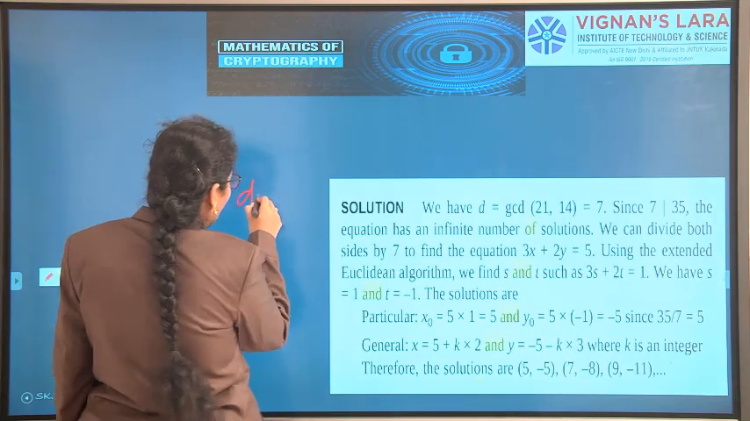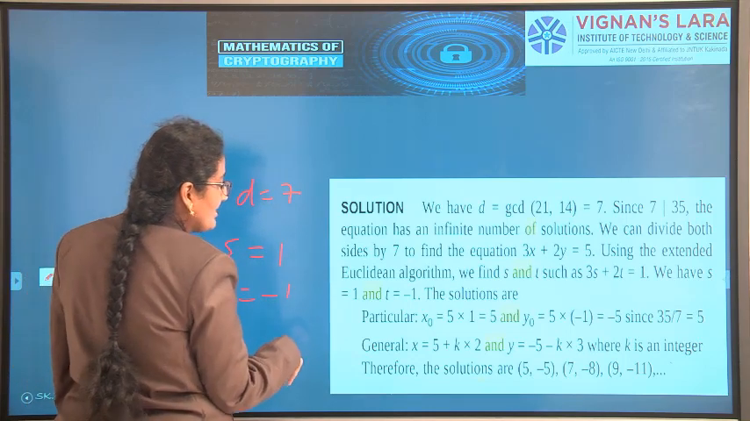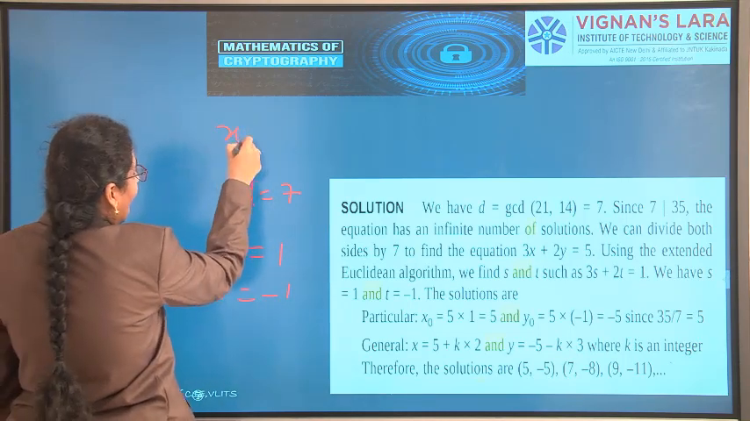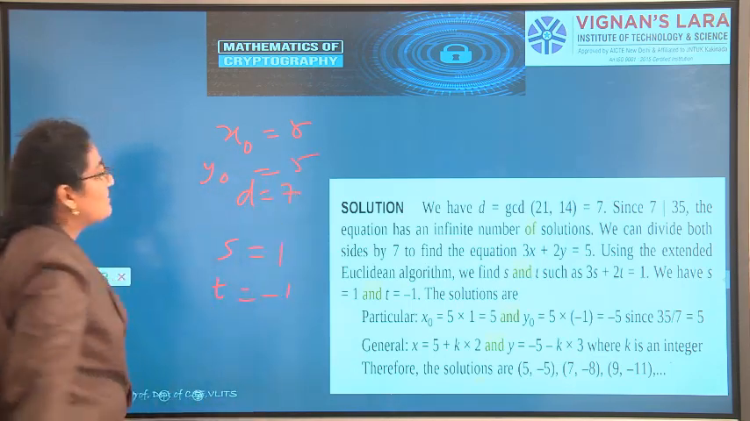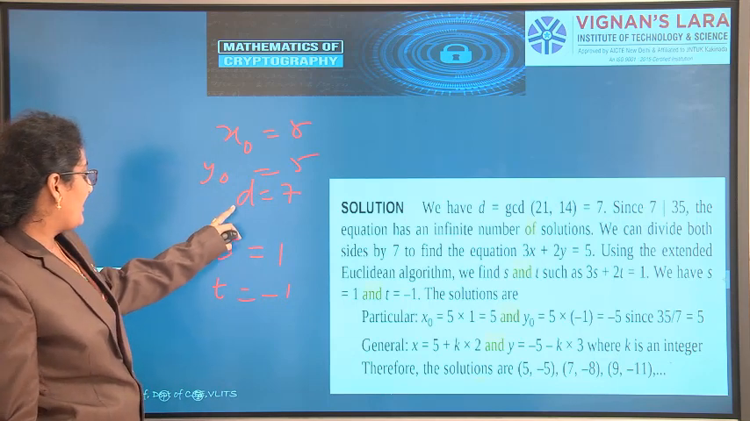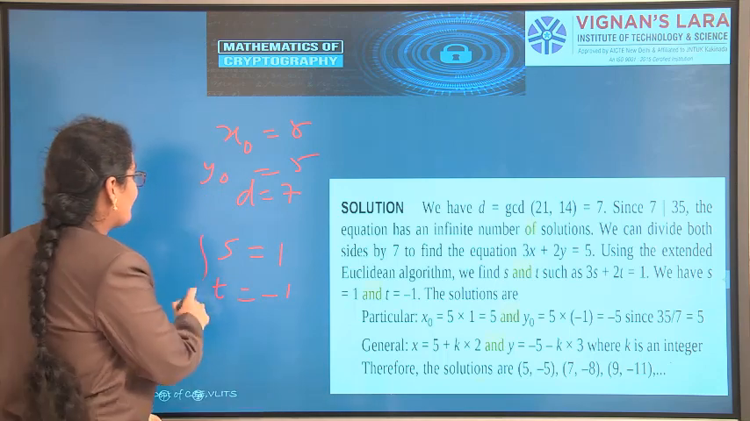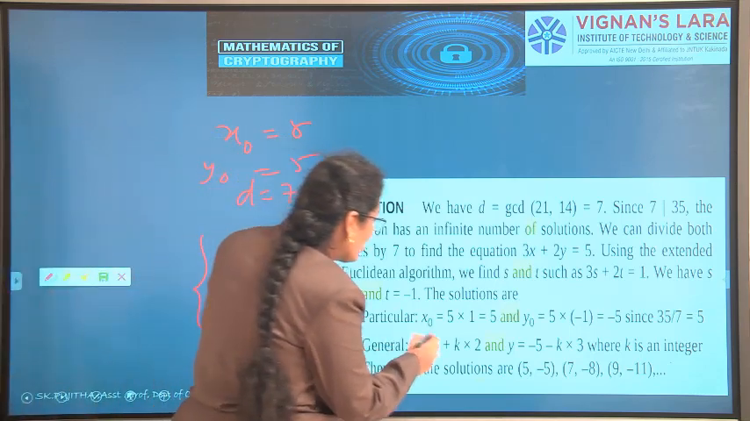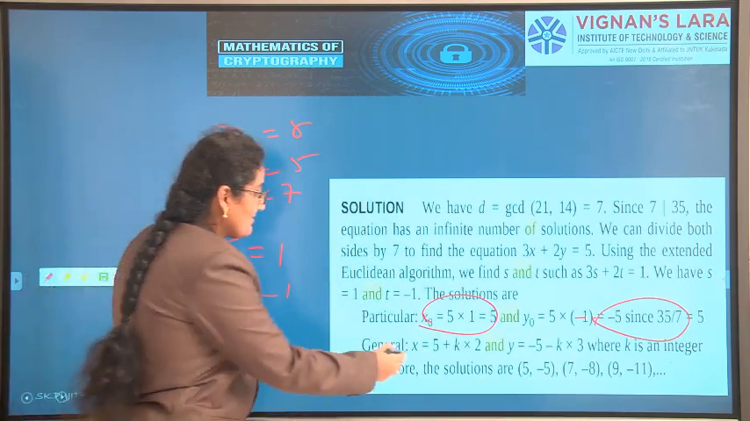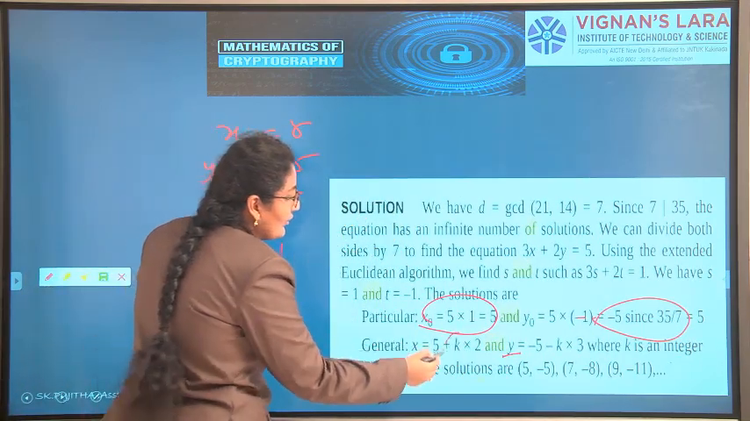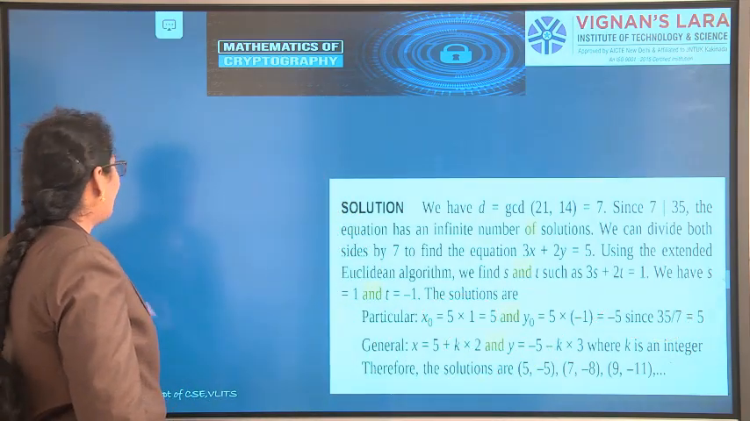So here D equal to 7, S equal to 1, T equal to minus 1. So x naught equal to 5, y naught equal to 5. These all the values we got. By substituting D equal to 7, S equal to 1, T equal to minus 1, we got x naught is 5 and y naught is also 5. By substituting all these values in x and y, since we don't have a constant value for k, we got different x values and different y values.